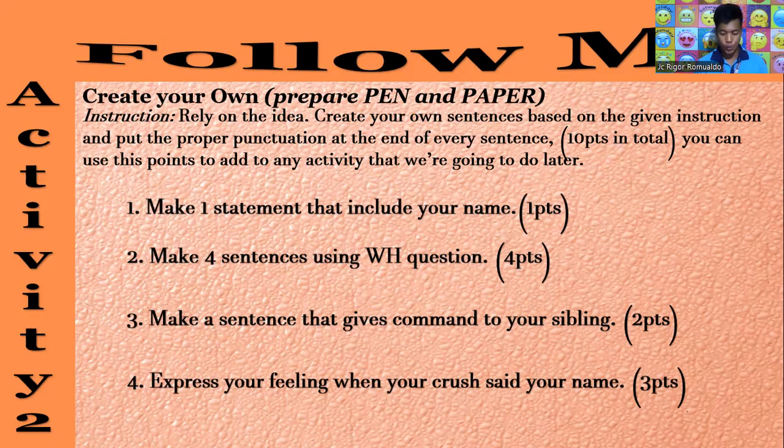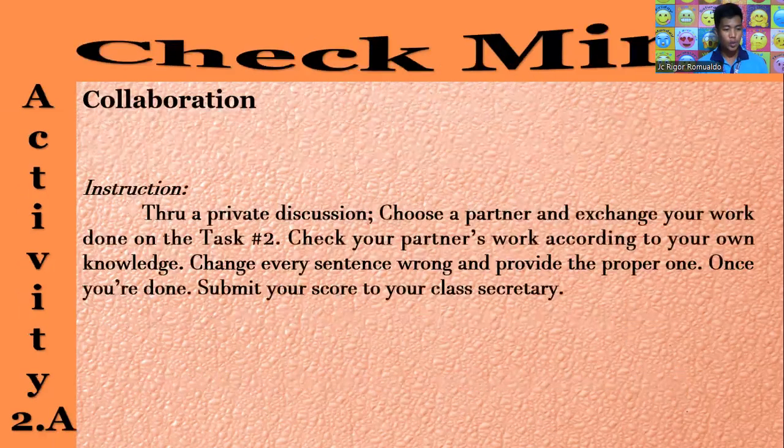So let's proceed to activity 2.A, which is check mind. This is related with activity number 2, which is a collaboration. Let me read the instruction. Through a private discussion, yes, a private discussion. So what you're going to do is choose a partner and exchange your work done on the task number 2. Check your partner's work according to your own knowledge. Change every wrong sentence and provide the proper ones.